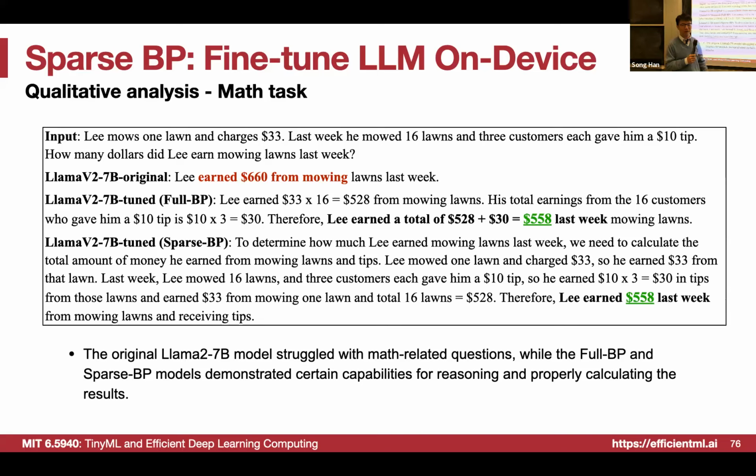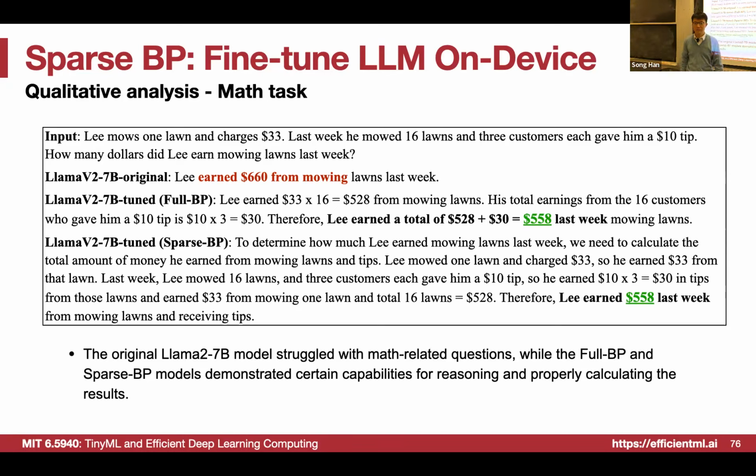And sparse BP is giving a very long answer here. It's giving the whole process, the thought process: each one is 33, and he mowed 16 lawns, and $10 tip, and calculate the total number of tips. So you can calculate them together, multiplying with 16, add them together, and you get 558, which is pretty good. So basically sparse BP is very good at handling this language fine-tuning task compared with the baseline full BP method.